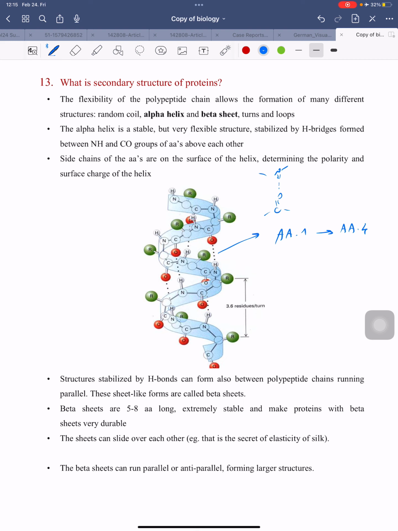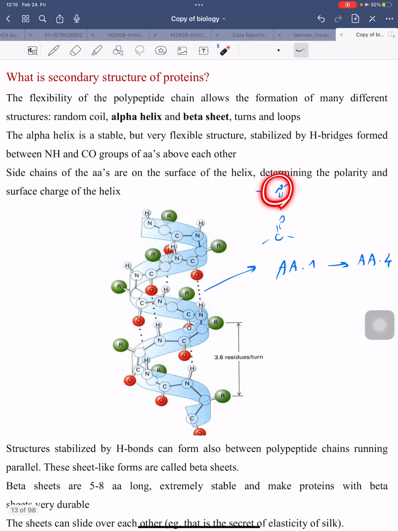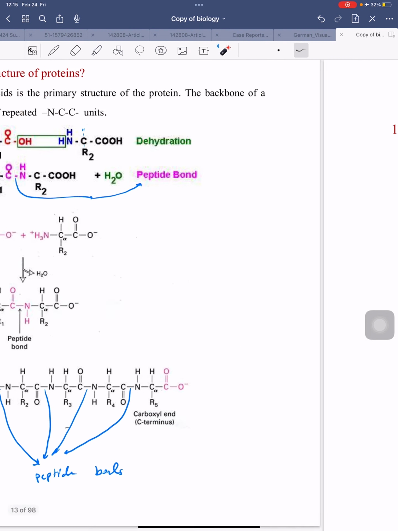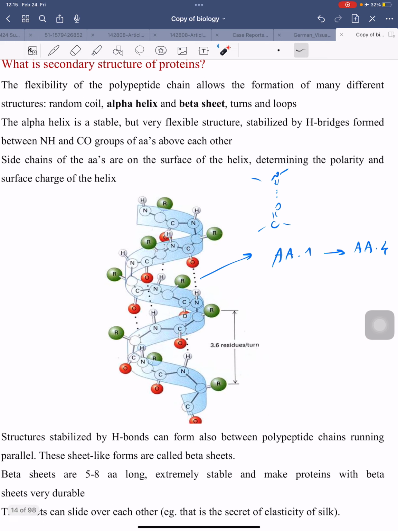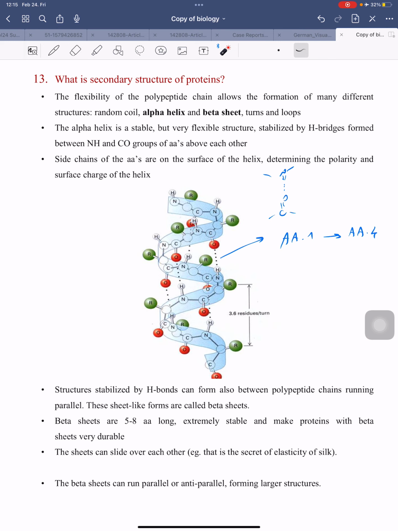The alpha helix is stable but a very flexible structure, stabilized by hydrogen bonds between the NH group and the carbonyl group, as you see here. And as you see here, the side chains of the amino acids are on the surface of the helix and determine the polarity of the surface charge of the helix. If the side chain is polar, we can say the side is polar.